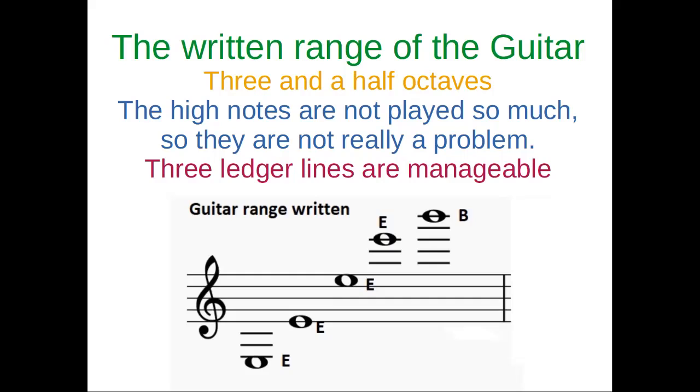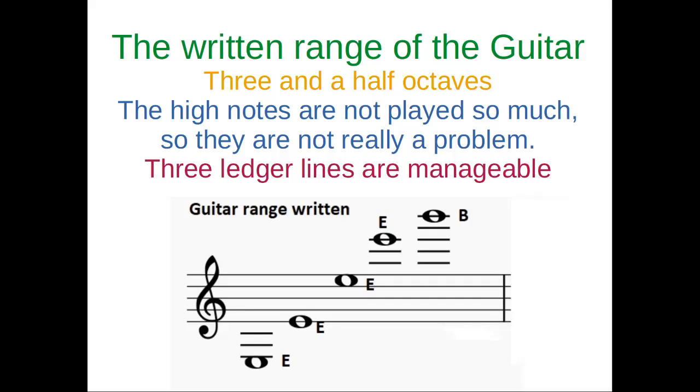The written range of the guitar, 3.5 octaves. Typically, the guitar is written in the treble clef. Now you see the very high notes are not played that much, and so even although there's 5 ledger lines, we don't use that much. We play typically up to the E with 3 ledger lines, and below the staff 3 ledger lines as well to the E just below the 3rd ledger line. 3 ledger lines are manageable, and so this arrangement of writing the guitar in the treble clef is not perfect, but it is manageable.